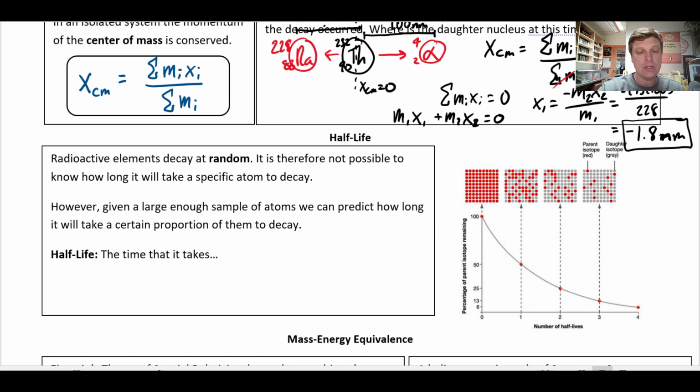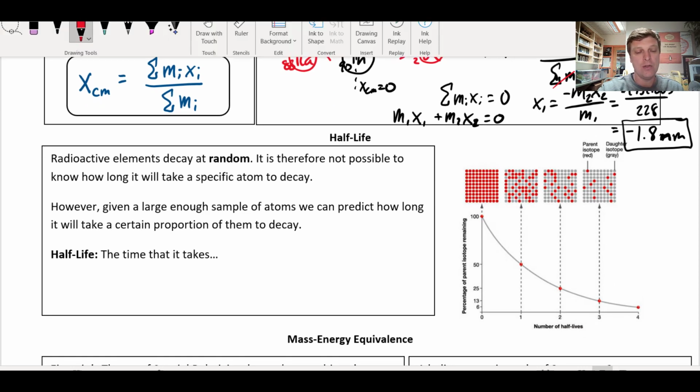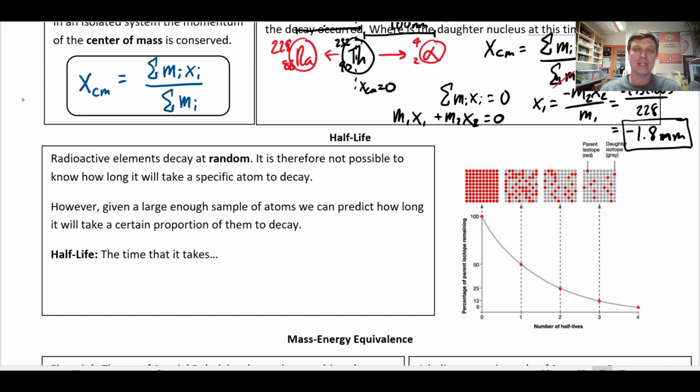Now, as we said before, radioactive decay is measured in something called half-life. It's called half-life because there's no way to know exactly when a particle will decay. The actual decay itself is random. It's like tossing a coin or rolling a dice. But what we do know is that if we have enough particles and we measure them over a long enough time, we can get an idea of how long it would take for half of them to randomly decay, right?